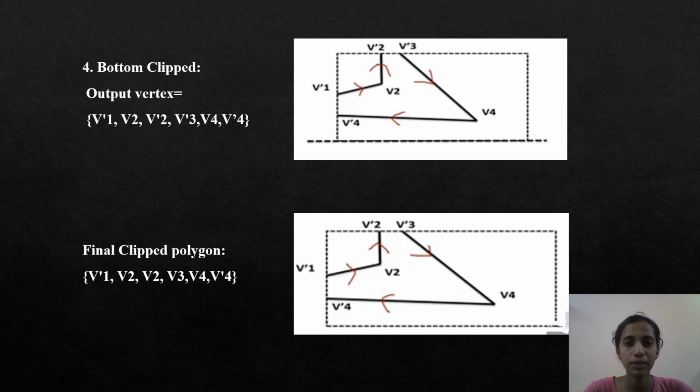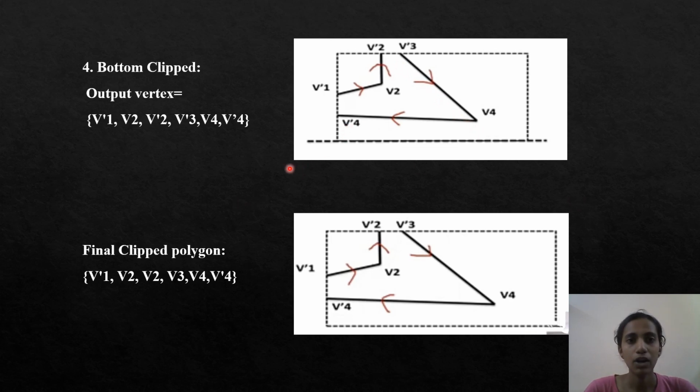Then coming to the bottom clip now. Before this bottom clip, we have completed the left clip, top clip and right clip. All these are removed, that is the left clip has been removed, the top clip has been removed and the right clip has been removed, where there is no right clip here. Then coming to the bottom clip, here also the vertex is not outside the bottom clip. So the vertices will be V1 dash, V2, V2 dash, V3 dash, V4 and V4 dash.